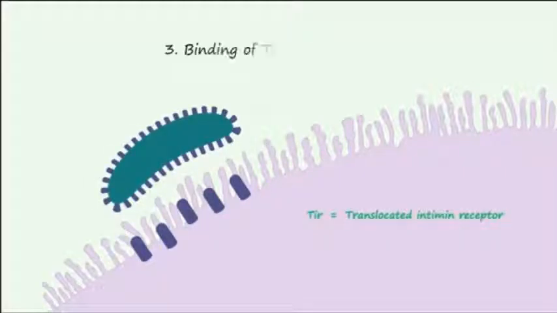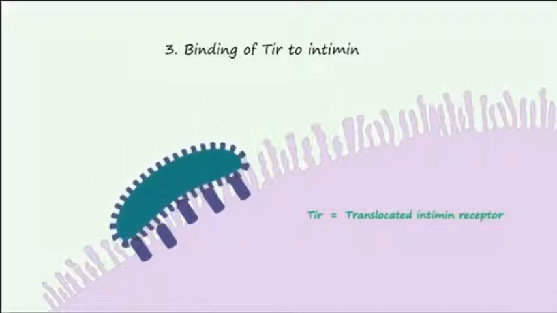The next step is called TIR intimin binding. The ligand intimin, expressed on the surface of the bacteria, binds to TIR located on the enterocyte. This binding allows the bacteria to be more firmly attached.